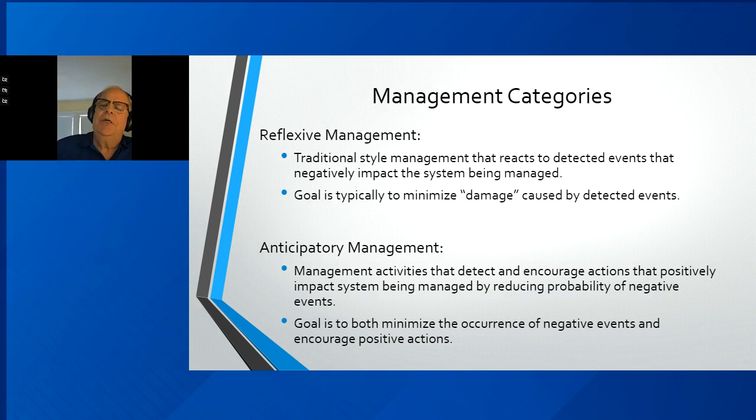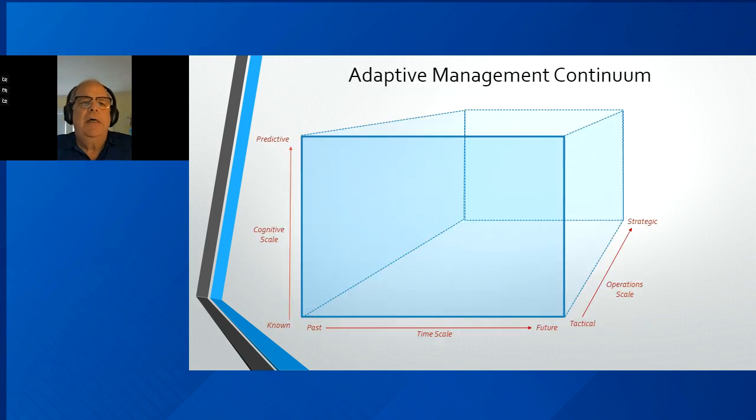So what we've done is, in the early part of this work, we sat down and we identified 4 different styles of management that map along this management continuum cube. We have on this 3 scales: a cognitive scale, that is activities that are known all the way up to a fully predictive, probably a probabilistic predictive, a time scale ranging from things that have happened in the past to things that will happen in the future, and an operations scale that ranges from very tactical things that are focused on individual items to strategic that are there to implement goals. And what we've done is we've identified 4 styles of management.